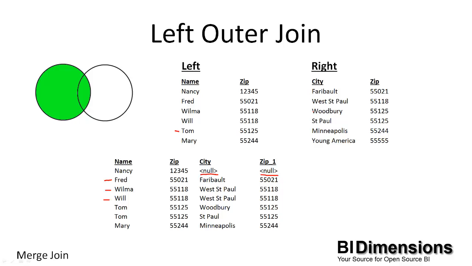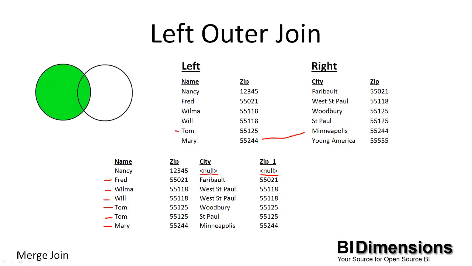have two pieces of information on the right side that have the zip code of 55125. So both of those get brought in for Tom for 55125, both for Woodbury and St. Paul. And lastly, we have Mary, who is 55244, and that maps to Minneapolis.